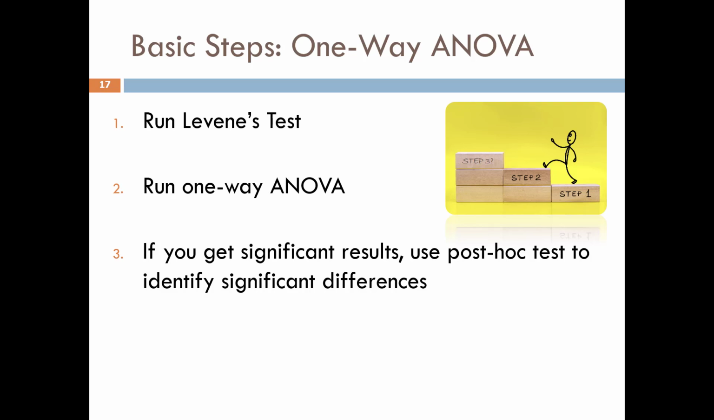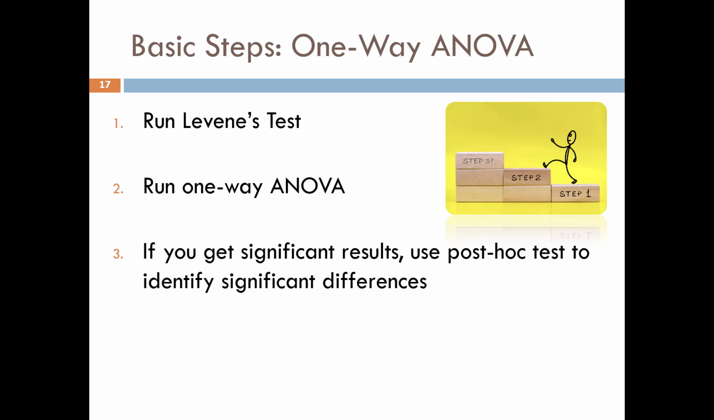We're going to look at two different versions. The first version is a basic version where you can assume homogeneity of variance. The second version is what you would do if you did not have homogeneity of variance. Now let's say that you get a significant result for your one-way ANOVA, in which case you want to run the third step, which is to use a post-hoc test and figure out which groups had significant mean differences.